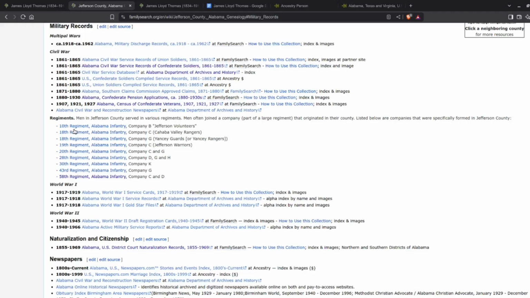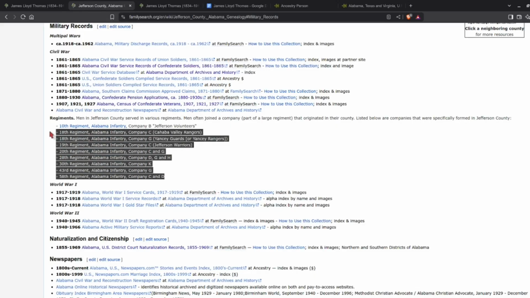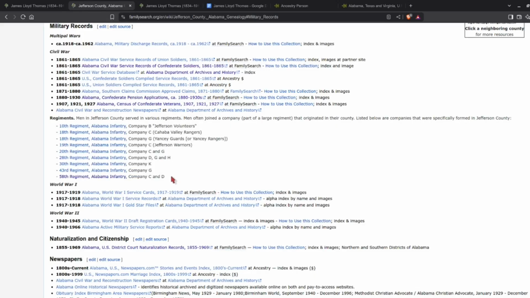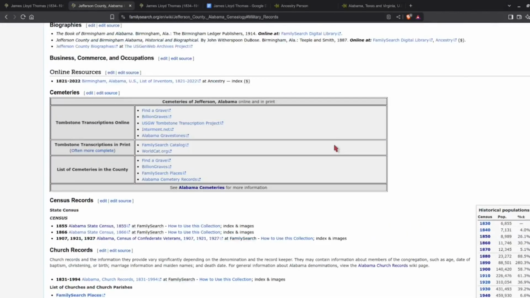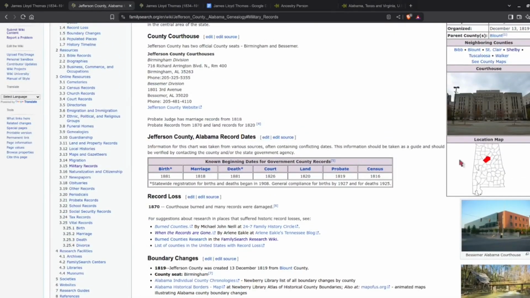So here are some links. And the thing that I like to look at is the regiments. So these regiments don't match up or align with Shelby County. So we're going to look at Shelby County too, but this is just a place to start. So if he had enlisted in Jefferson County, these are the military units that he most likely would have been in. But because he was in Shelby County, he enlisted there. I'll just take a note.